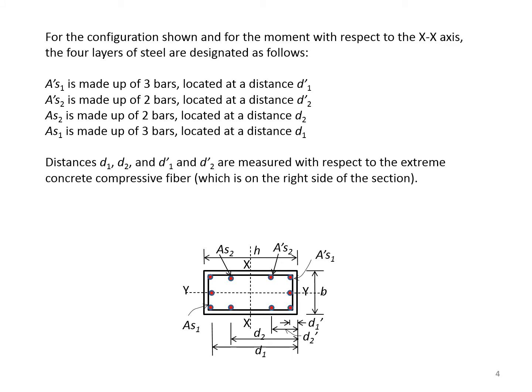Distances d1, d2, and d'1 and d'2 are measured with respect to the extreme concrete compressive fiber, which is on the right side of the section.